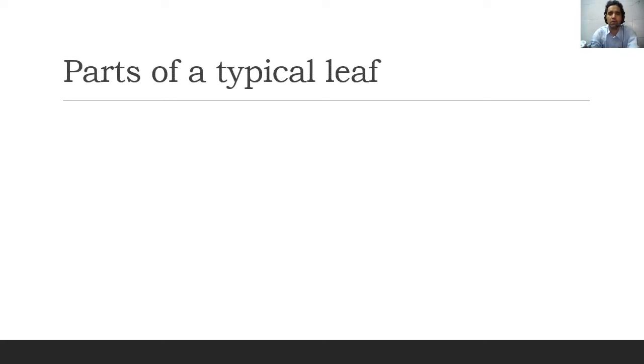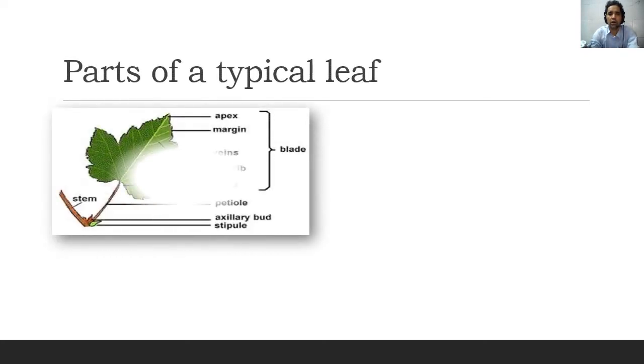Now let's see the parts of a typical leaf. A typical leaf has a few parts which are given below. At first, the base, the place where the leaf is attached with the stem, is called the leaf base. In some cases, you can see some outgrowths appear. These outgrowths are called stipules. In some cases, they also become spiny.